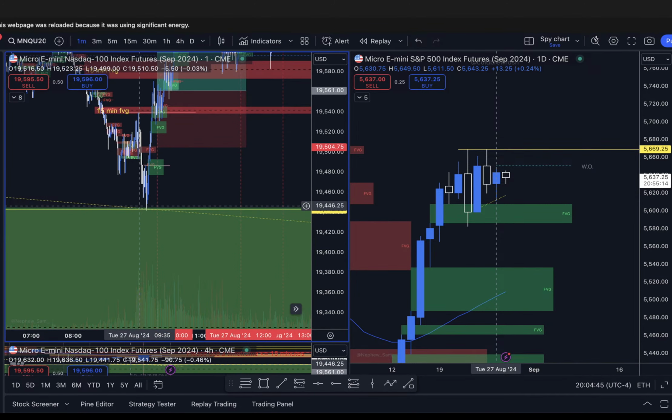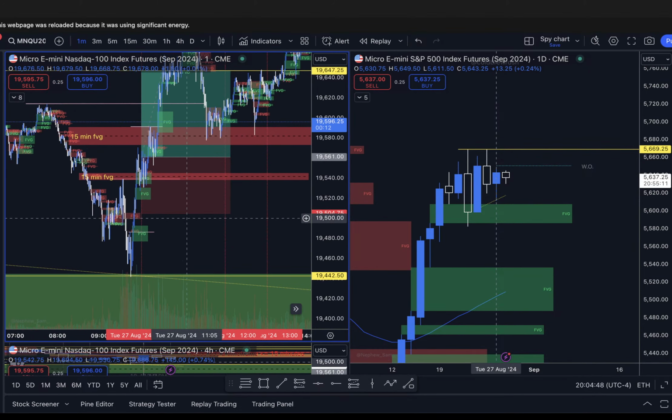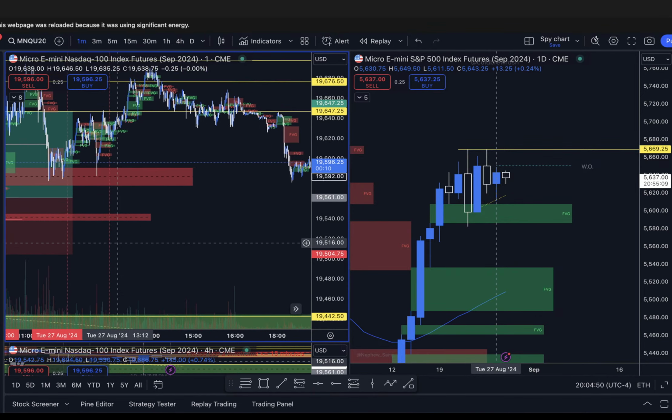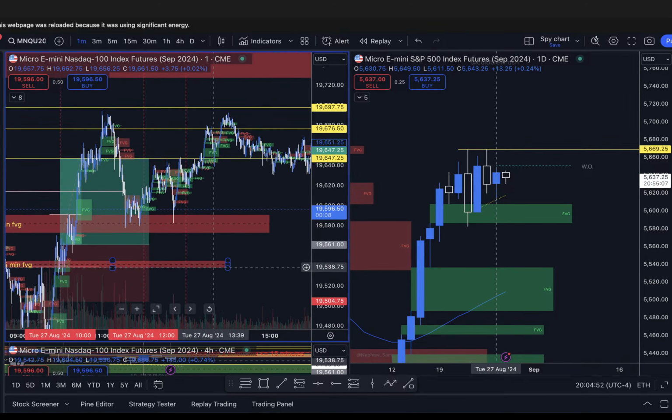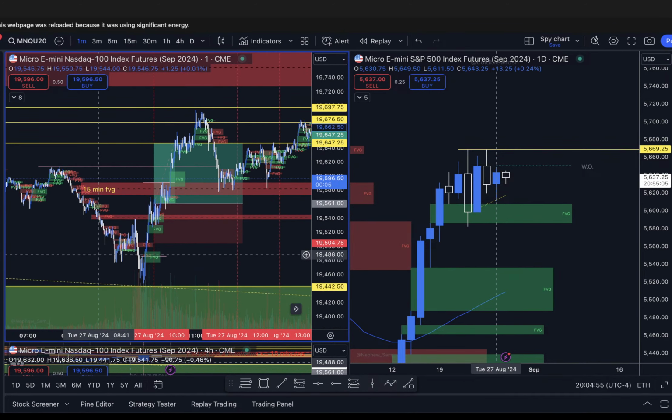It did sweep liquidity though. We got a nice turtle soup. But I was like, it could pull back and go lower. It did not. It just traded sideways the rest of the day, which it kind of has been doing lately. You got to catch this one big move, and then it'll trade sideways the rest of the day.